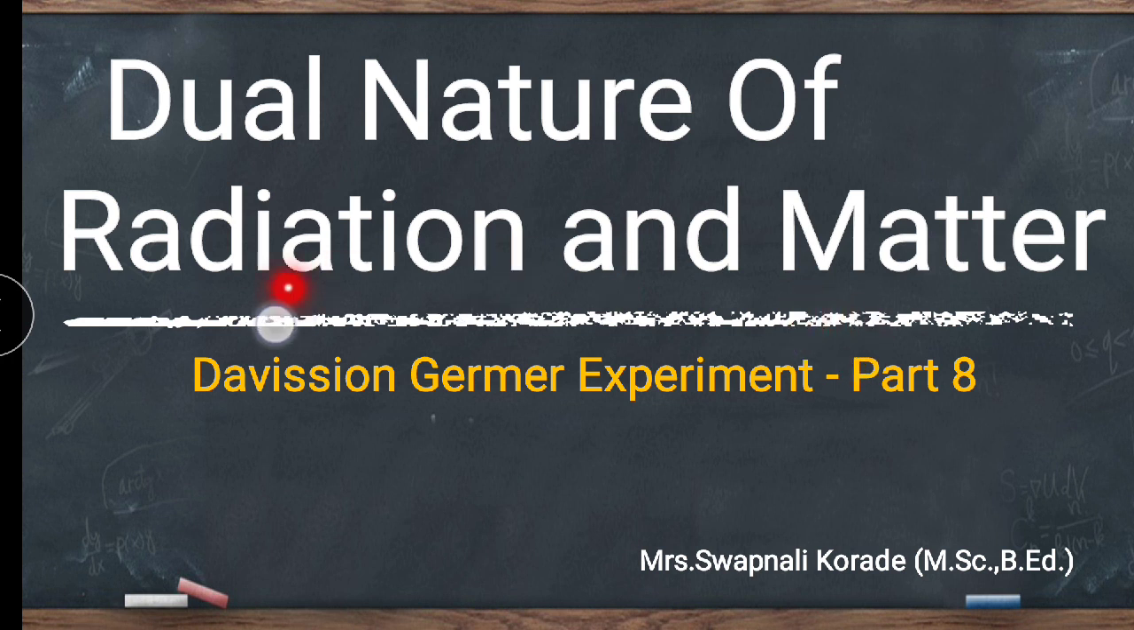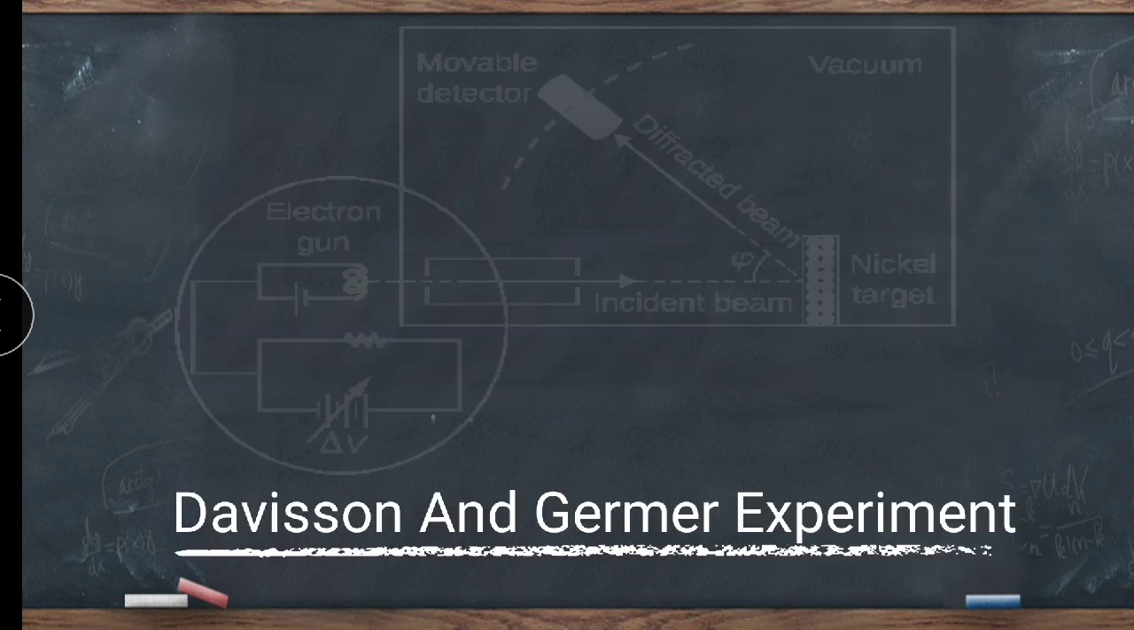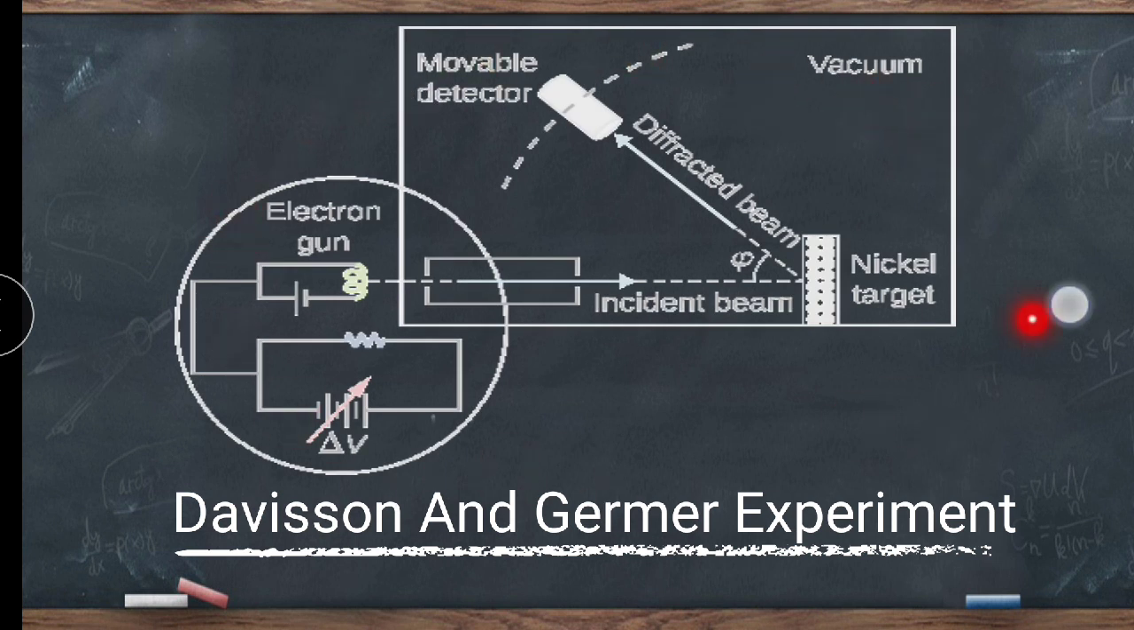So today we are going to see the Davisson and Germer experiment, right? This is part 7 of our series, friends. We have made one series on dual nature of radiation and matter. Now we are heading toward the next slide. Here you can see one systematic diagram. Now we are going to discuss various components which we are using in this diagram, right?